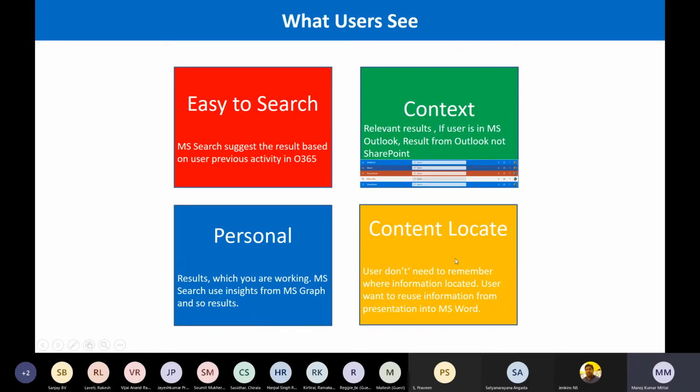Content: there's no need to worry about where it's located in my M365 ecosystem. At one interface we'll get the results and can start working, irrespective of whether it's in OneDrive, SharePoint, or Outlook. If the content exists in multiple places, we can search for it, start working, and refer to it in some other document.